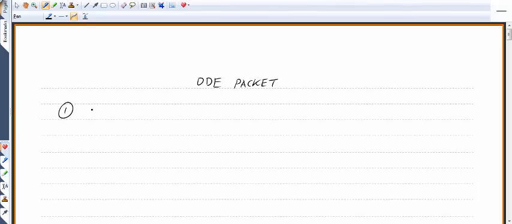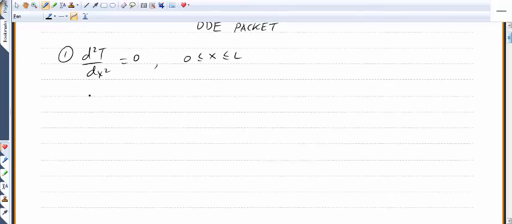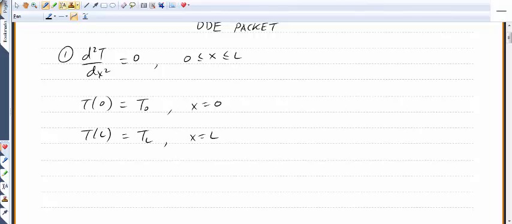So in problem 1, we're given d squared T dx squared is equal to 0, in the domain 0 less than or equal to x, which is less than or equal to L. We're given two boundary conditions. T at 0 is equal to T sub 0 at x equals 0, and we're also given T at L is equal to T sub L at x equals L. Note that this is a second order ordinary differential equation. Therefore, you must have two boundary conditions.